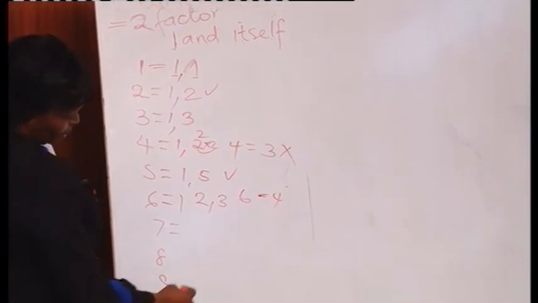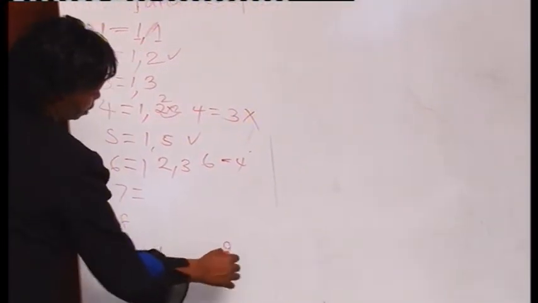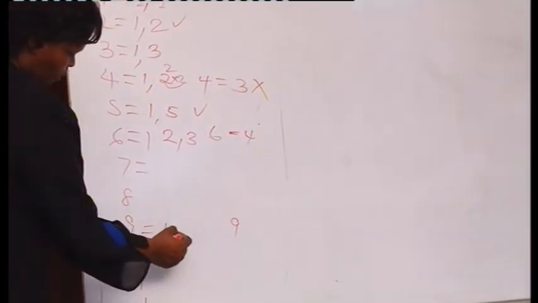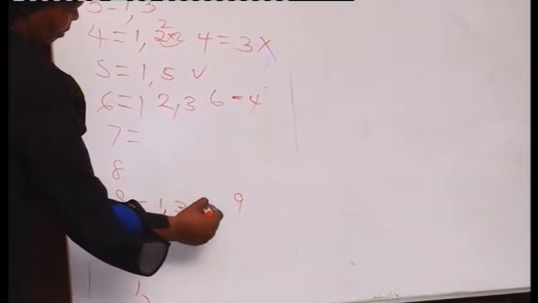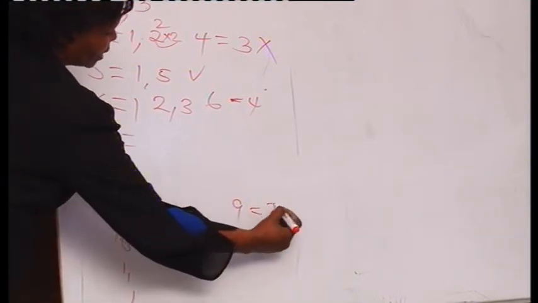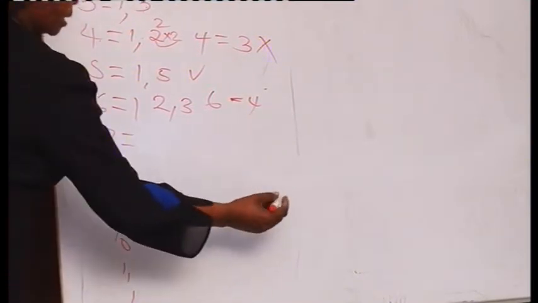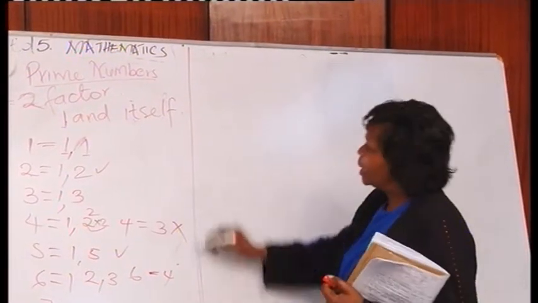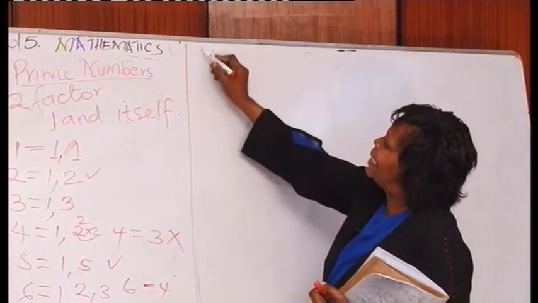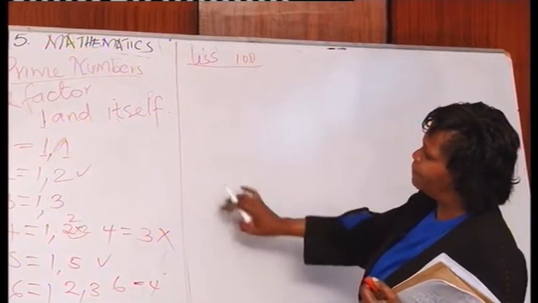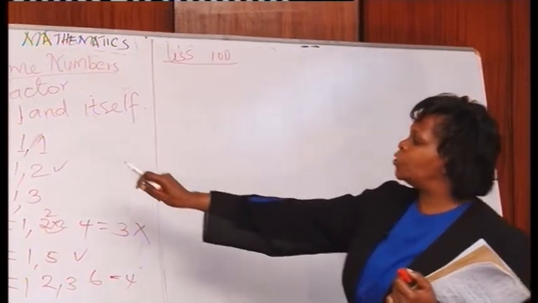What about 9, for example? It has 1 and itself, and then we have 3 times 3, which gives just a 3, such that you will say that 9 has 3 factors, meaning that 9 is not a prime number. So if I'm supposed to get the prime numbers less than 100, then I'll go testing all the numbers and find out the ones with only 2 factors.